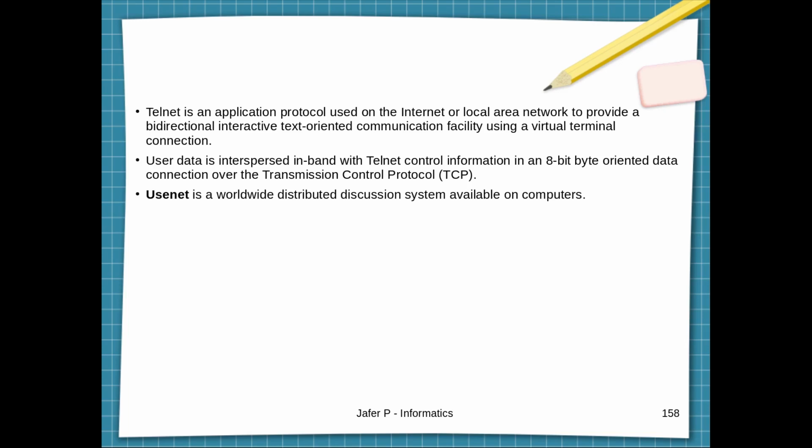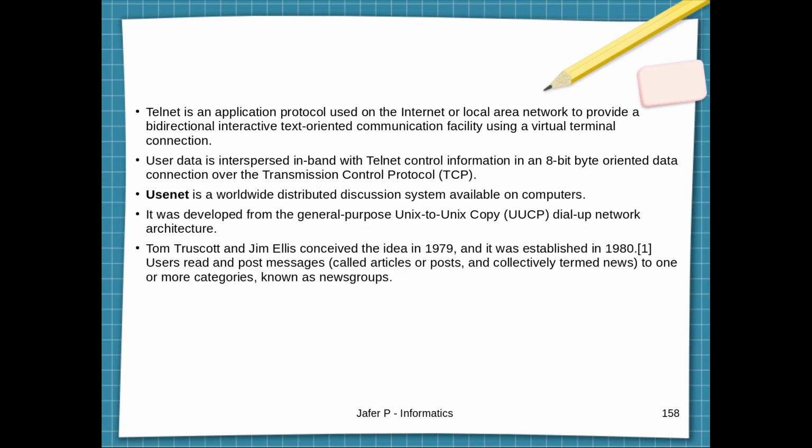So what is Usenet? Usenet is a worldwide distributed discussion system available on computers. It is a worldwide distributed discussion system, right? And it was developed from the general purpose Unix-to-Unix Copy dial-up network architecture. Okay, and Tom Truscott and Jim Ellis conceived the idea in 1979, and it was established in 1980. Users read and post messages called articles or posts, and collectively termed as news.